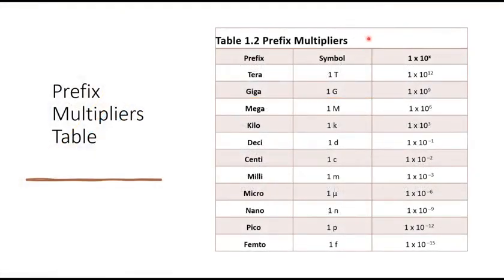Let's consider the prefix multipliers. Make sure that you know this table. If we have the prefix tera, the symbol for tera is uppercase T, and 1 tera anything corresponds to a trillion anything, or 1 times 10 to the 12. If we have giga, 1 giga, which is uppercase G as its symbol, represents a billion anything, or 1 times 10 to the 9. Mega. If we have a mega anything, the symbol is uppercase M, and 1 mega corresponds to a million anything, or 1 times 10 to the 6.